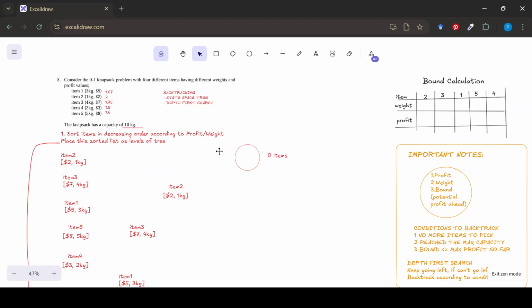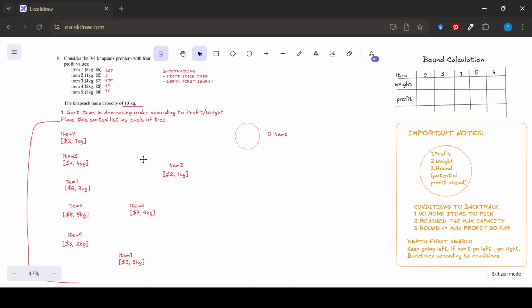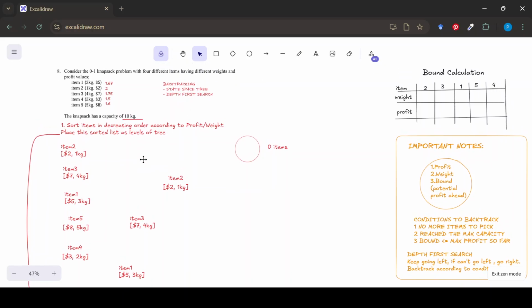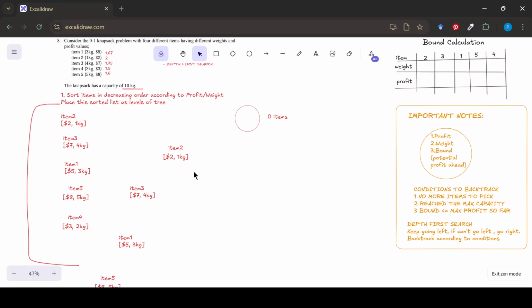Hello students, I'll be explaining the 0/1 knapsack problem using backtracking, and this is a question from your 2023 final exam paper. For backtracking, you're required to make a state space tree and you have to use depth first search. Before that, we need to sort the items in decreasing order according to profit per weight and place this sorted list as levels of the tree, which I've done here.